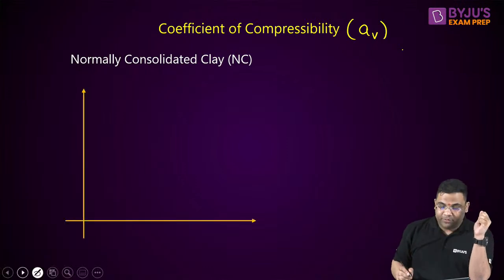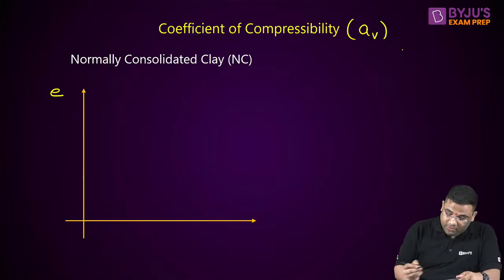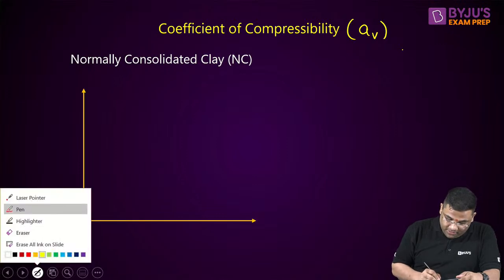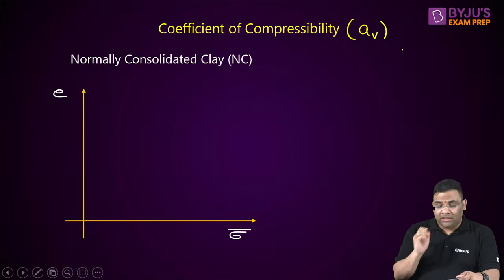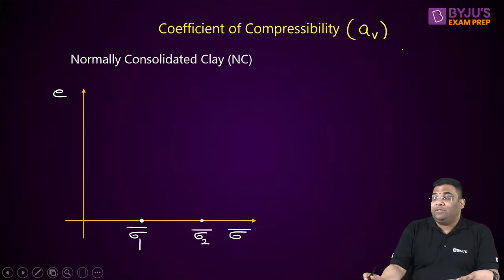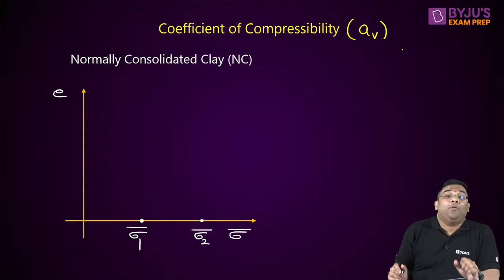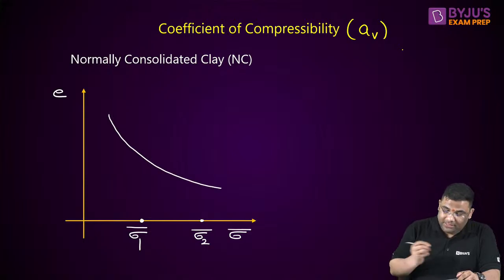So what we are going to do is plot the variation of void ratio with the effective stress. Suppose the effective stress is changing from sigma 1 dash to sigma 2 dash. What type of plot do we get? We'll get a plot something like this.